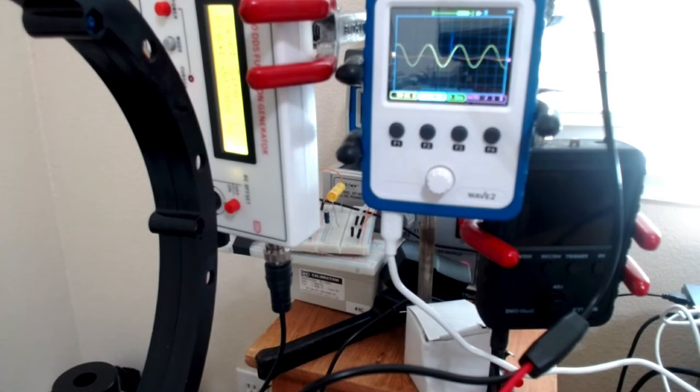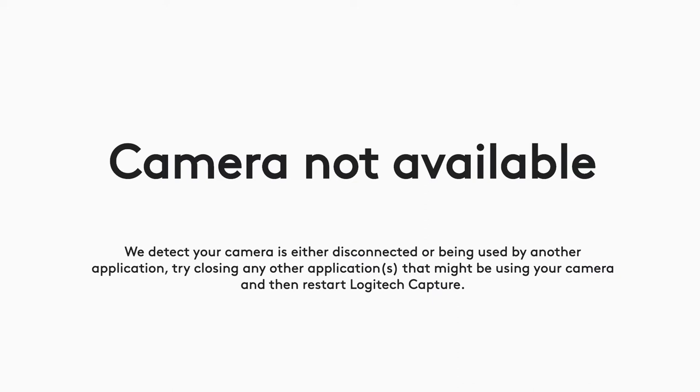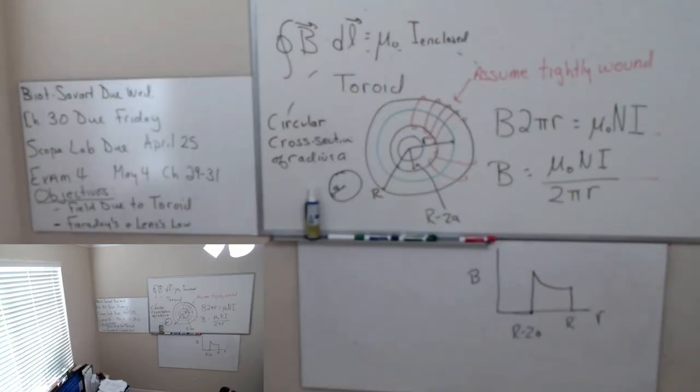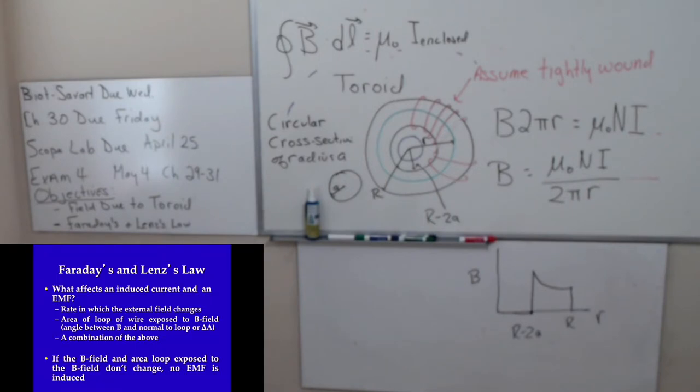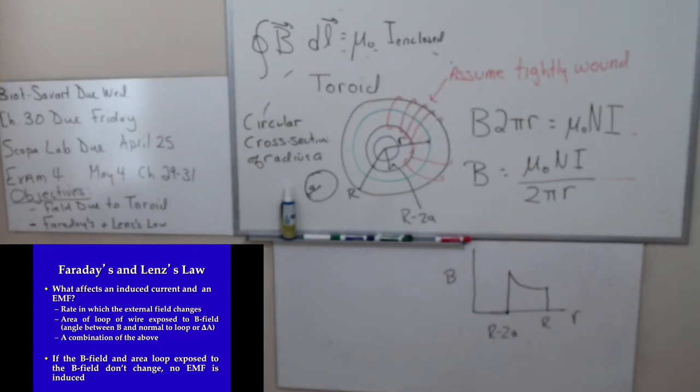All right, so let me go back and unplug my camera, go back to the microphone. Oops, I don't know what happened there. That's very strange. Okay, hold on a second. Is the view a little bit blurrier? Yeah, I don't know if I can do anything about that. Hold on a second.